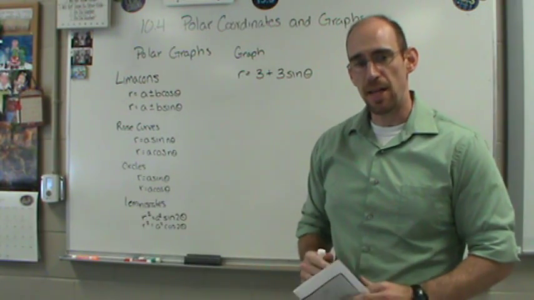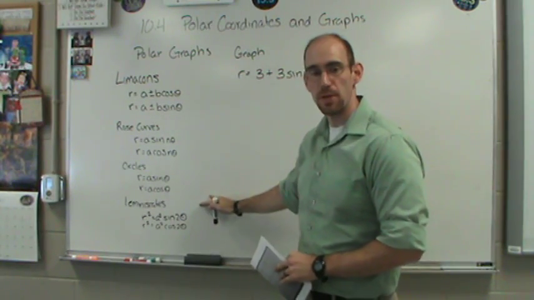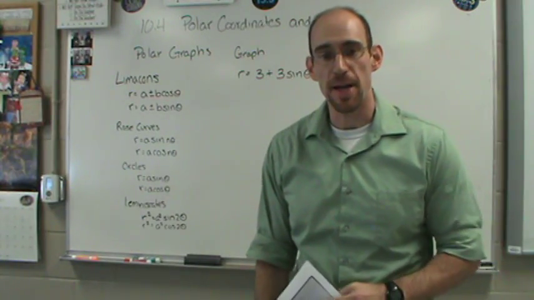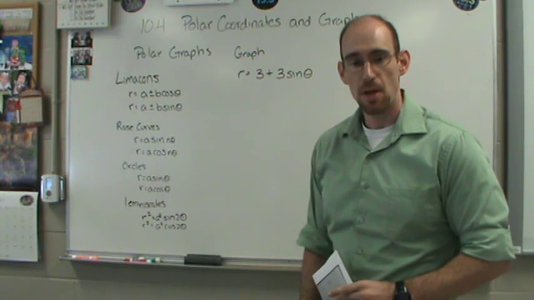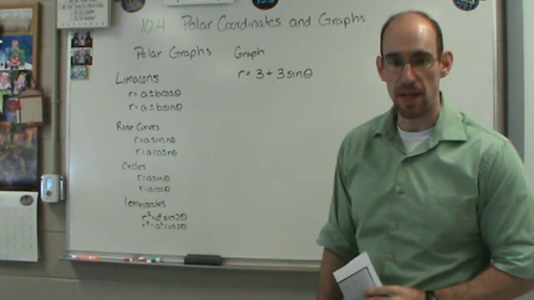All right, I gave you a sheet yesterday that had all of the different types of polar curves that we usually will see. All right, we have limaçons, that's a plus or minus b cosine or sine of theta. Now there's different versions of those. You may remember some of those from pre-calc, depending on what the ratio is of a to b.